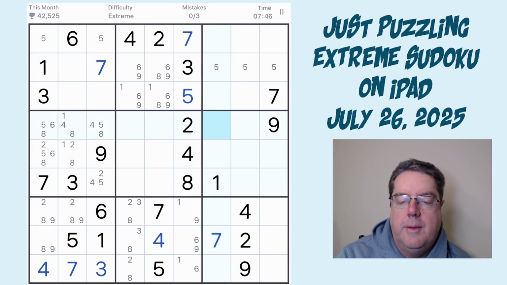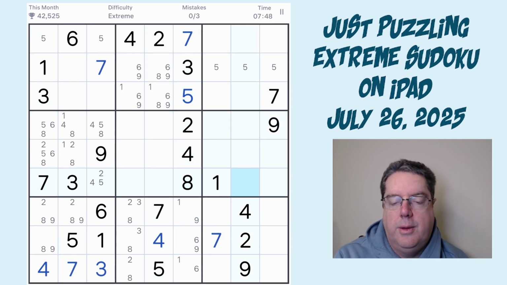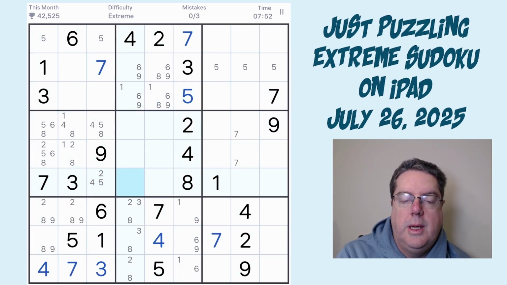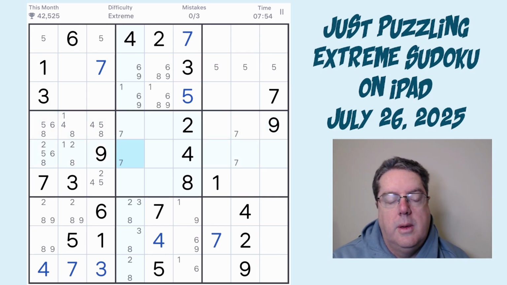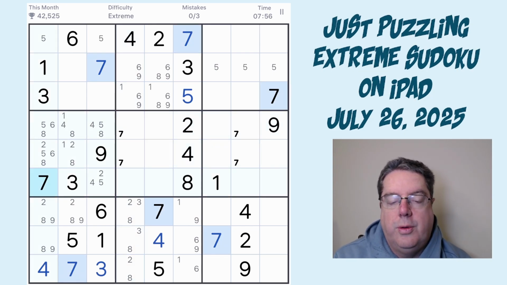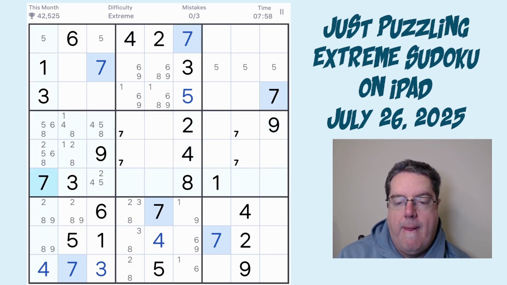7 comes up here, 7 comes down here, 7 comes across here, so these 2 are a 7. 7 comes up here, 7 comes across here, so these 2 are a 7. And that makes sense because I've got 7, 7 so far. Yep.